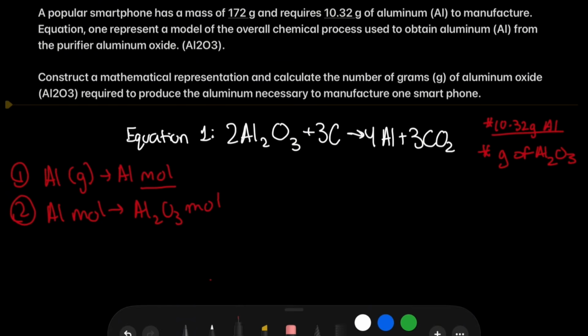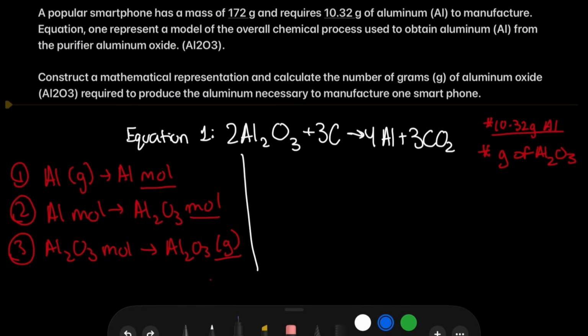Al2O3 moles, right? And once we know how many moles are in aluminum oxide, we can then convert it back to grams of aluminum oxide. So Al2O3 moles to Al2O3 grams. That way, we successfully convert the grams of aluminum to grams of aluminum oxide. So we need to do 3 different conversions.